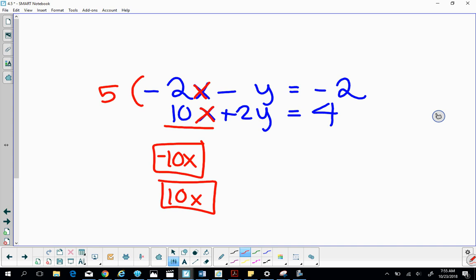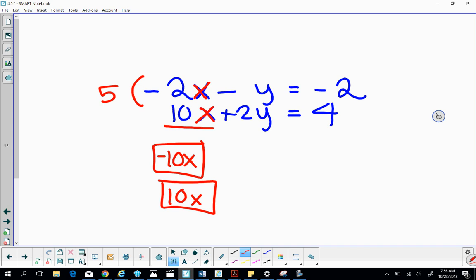You could also have played around with the y's. What could you have multiplied the top one by so it was 2y and -2y? You could have multiplied each one by 2. And so the hardest part is kind of seeing what you want to play around with and how you're going to get there. Because the rest of it is pretty easy.